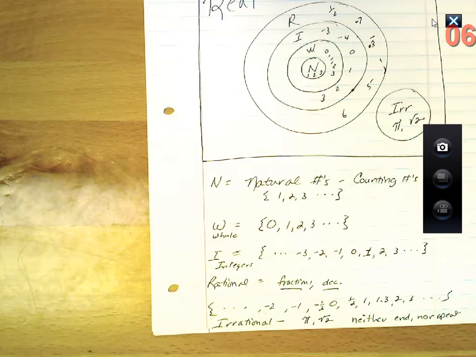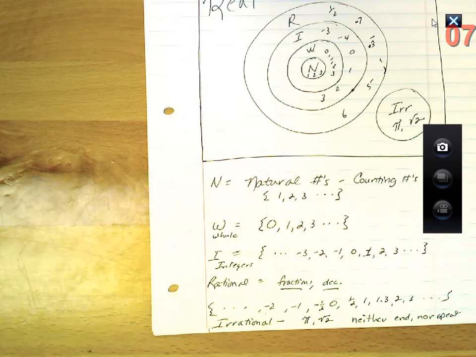So you have your natural, 1, 2, 3. The whole, you add the 0. The integers, you add the negatives. The rationals, you add your fractions and your decimals. And then over there to the side are the things that neither end nor repeat.